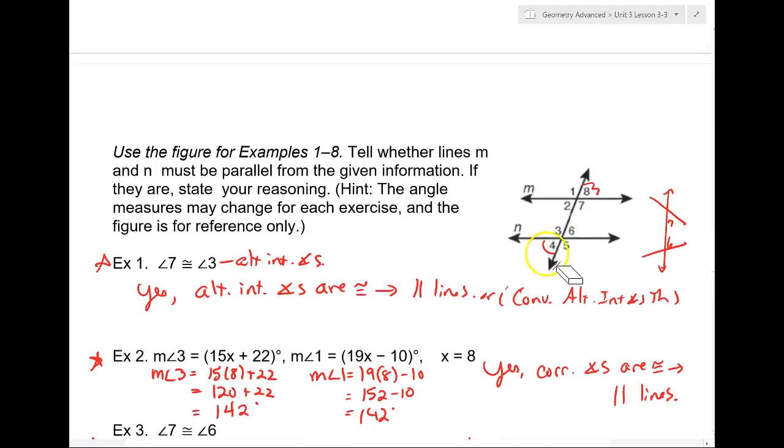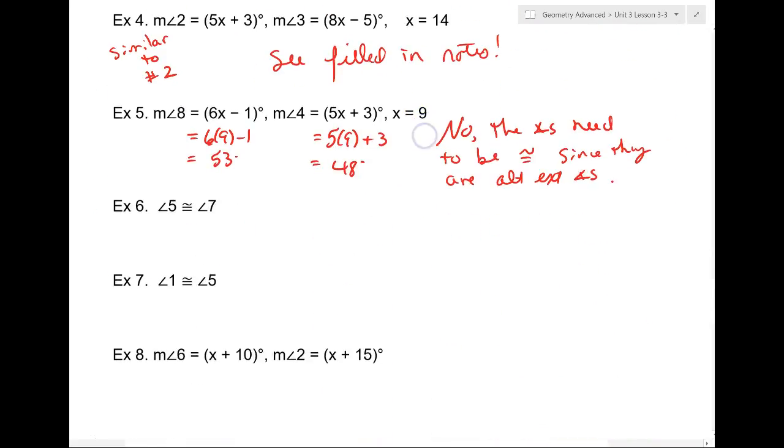Guys, it says angle 5 is congruent to angle 7. Are the lines M and N parallel? What do you guys got? No, yes? Okay, a little bit louder then. Which one is it? Yes. All right. Why?